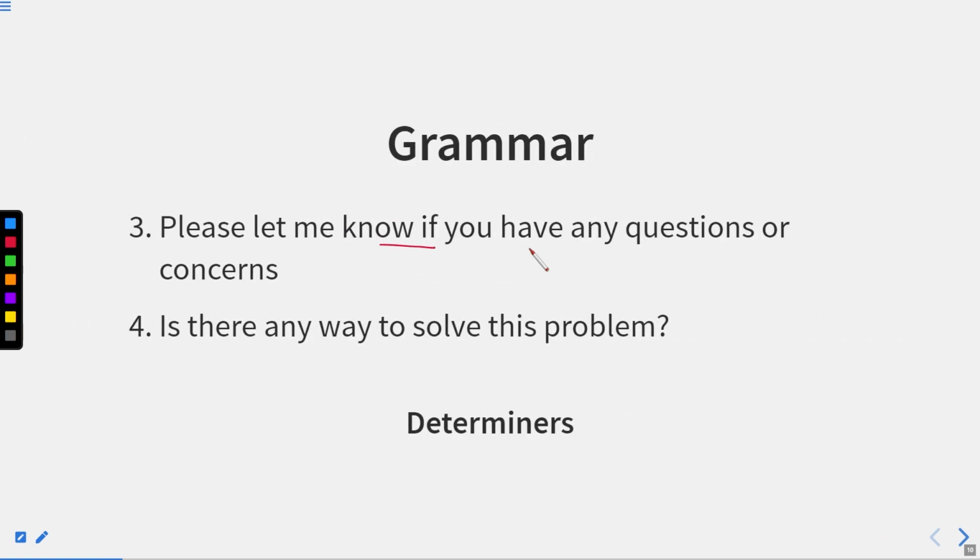Please let me know if you have any questions or concerns. Now, you can see over here that we have plural noun after the word any. Is there any way to solve this problem? So, any way to solve this problem. So, we can see that after any, we have countable noun, but it is singular. We can also have plural noun after the word any.